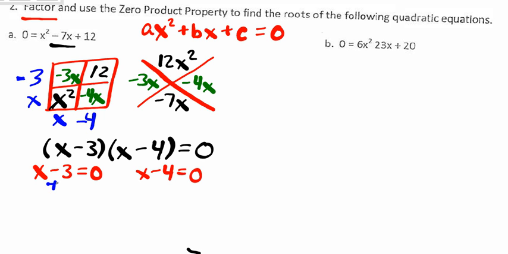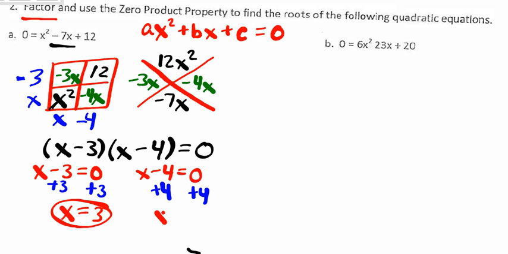So I'm going to add 3 to each side to solve this equation. And when I solve this equation, I'm going to get x equals a positive 3. So we have an x-intercept at x equals 3. I'm going to add 4 to each side of this equation. So I have an x-intercept at x equals positive 4.